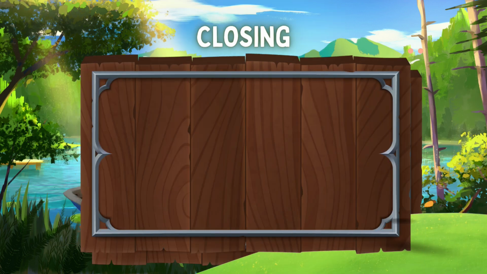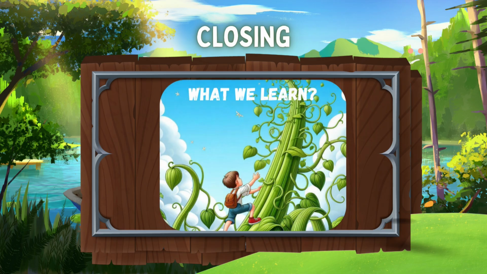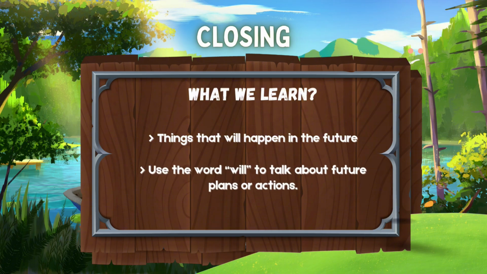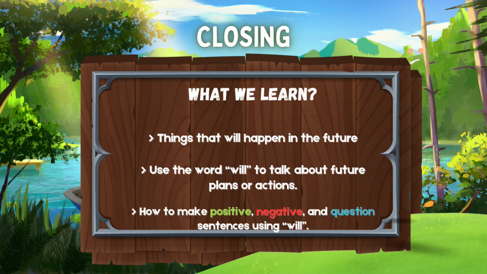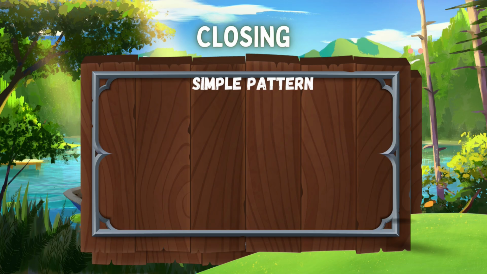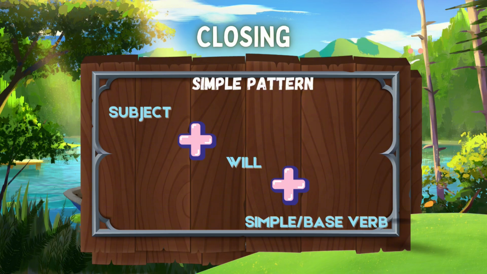Before we finish, let's take a moment to reflect on what we learned in this lesson. At the beginning, you read part of the story Jack and the Beanstalk. From the story, we learn how people talk about things that will happen in the future. Then, we learn to use the word will to talk about future plans or actions. We also learn how to make positive, negative, and question sentences using will. Let's remember the simple pattern one more time. Subject plus will plus simple or base verb. See, very simple and useful in daily English.